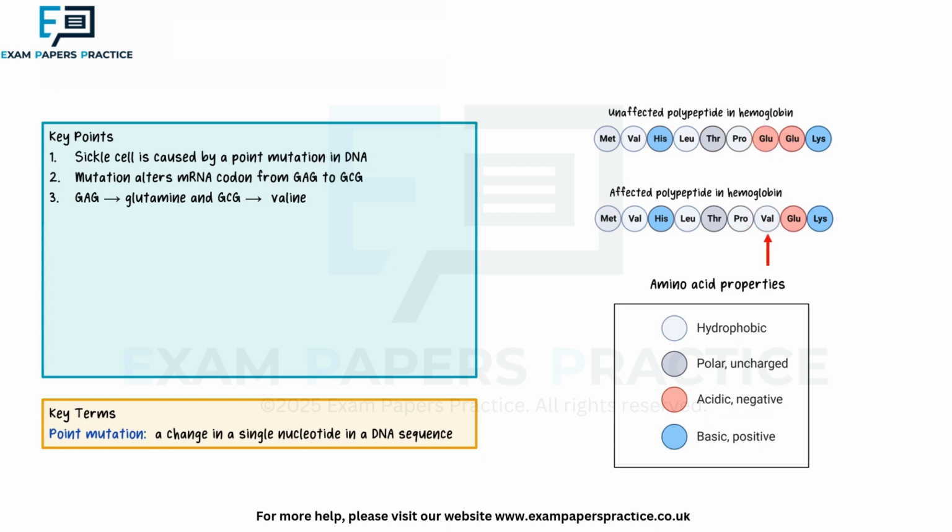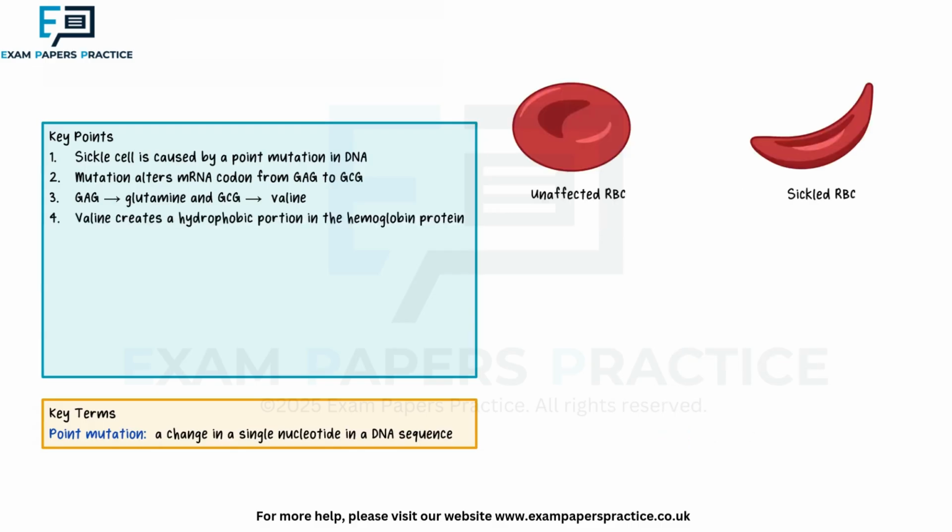The substitution of a negatively charged glutamine with a neutral valine removes the charge, therefore altering the 3D shape of hemoglobin. In the affected polypeptide, the valine creates a hydrophobic portion in the hemoglobin molecule, causing the hemoglobin to polymerize, or clump, in the red blood cell. When the hemoglobin polymerizes, it causes the cell to stretch into a sickle shape that cannot easily move through the small blood vessels in the body, such as capillaries.